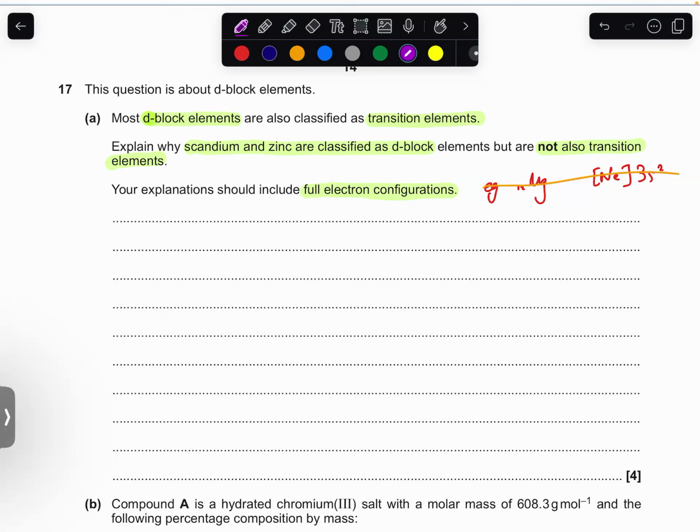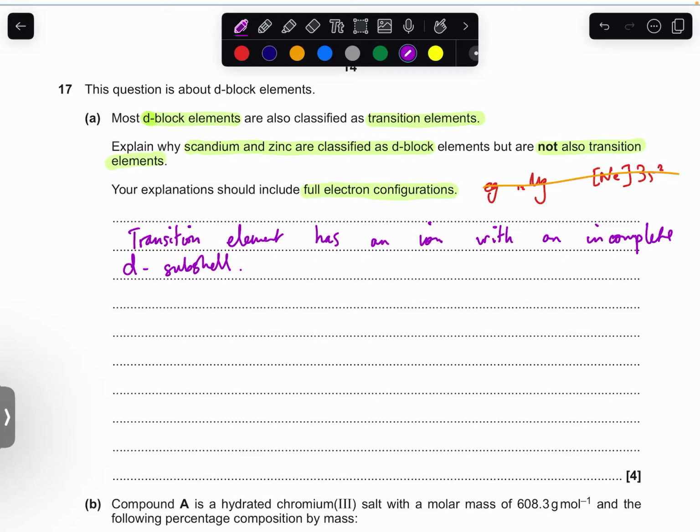First of all, what is a transition element? A transition element, this is a definition, this has come up recently as well. A transition element is one which has an incomplete D subshell. That's the definition. Not all D block elements are transition elements. Let's, using this definition, have a look at why.